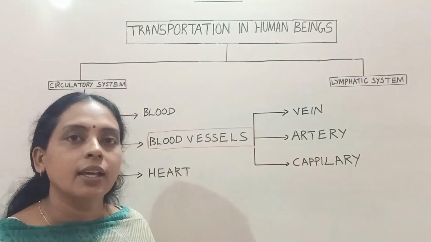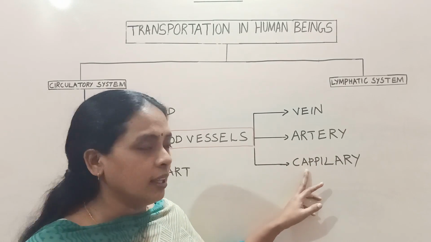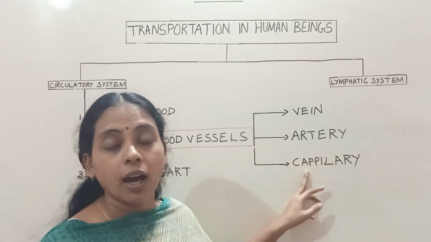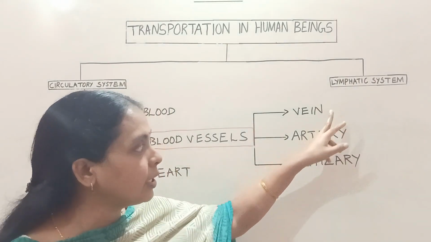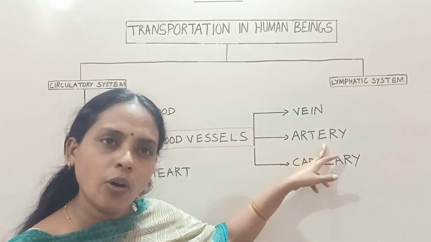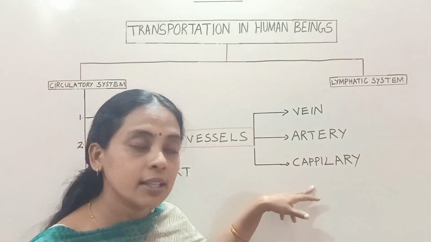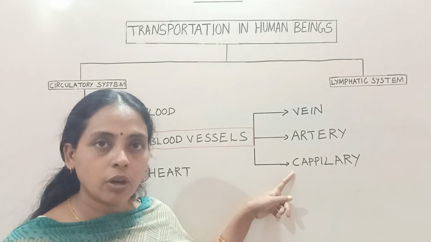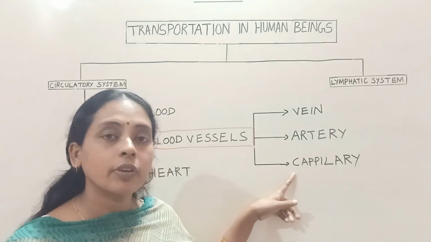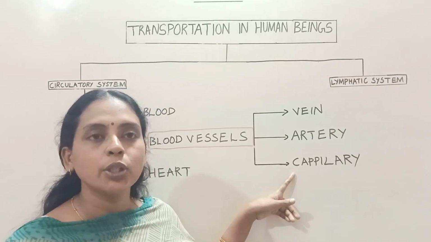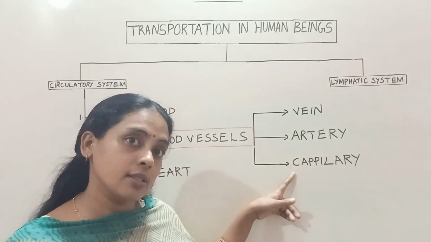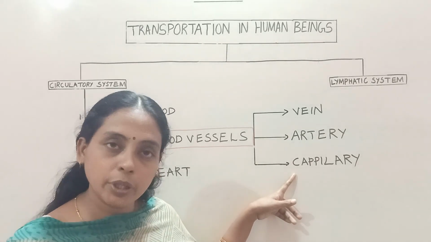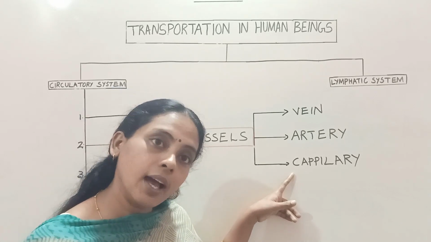The next one is capillary. Capillaries are thin, narrow tubes. Usually capillaries are found at the terminals of vein and artery, or we can say that capillaries connect artery and vein. Capillaries form a vast network of blood vessels. The walls of capillaries are permeable to water and other substances, so exchange of substances takes place easily between body cells and blood.